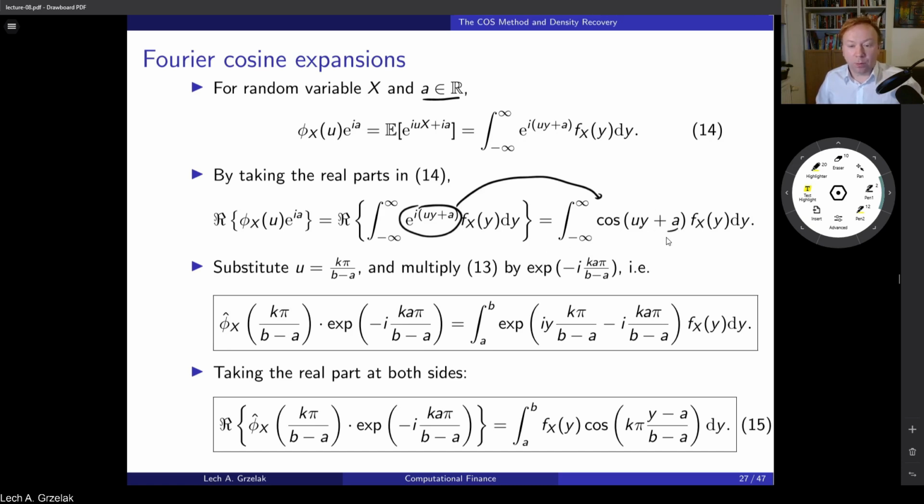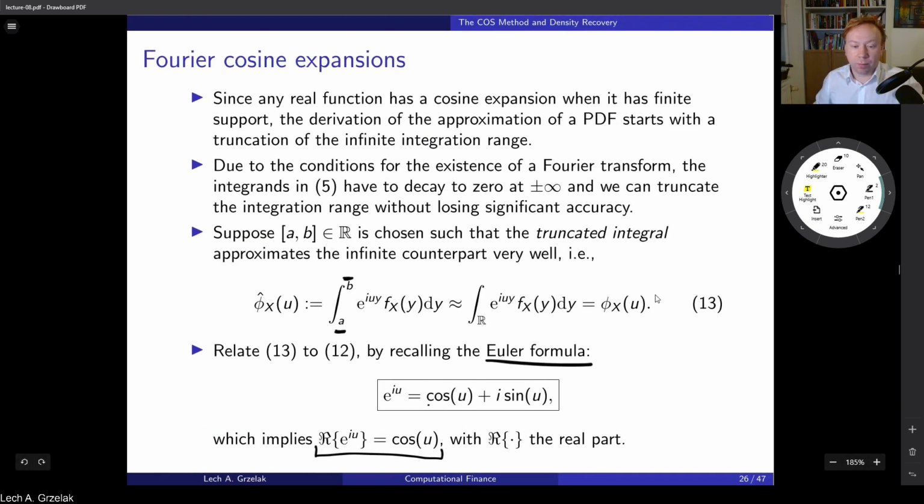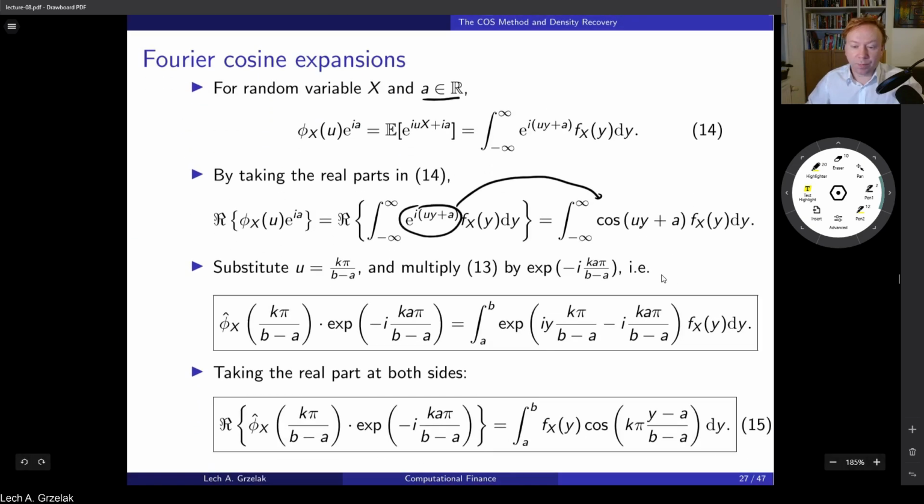Now, if we substitute u with k pi divided by b minus a, and multiply equation 13 by some exponent, so this is very important, if you multiply this equation by the exponent, we end up with the following expression. So here we have then the characteristic function of k pi over b minus a times the exponent, and then we have this expression involving the density.